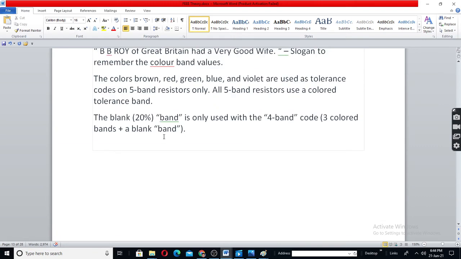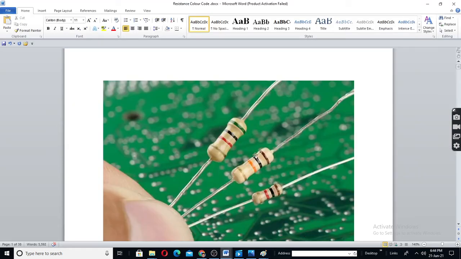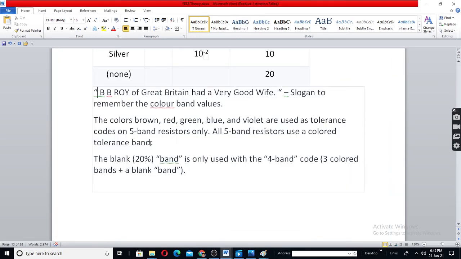Now, there are some rules. How to identify, how to read it. See here, how to read, whether to read from here to here or here to here. See, if it is a 5 band resistance, then only red, brown, green, blue, violet are used for tolerance.